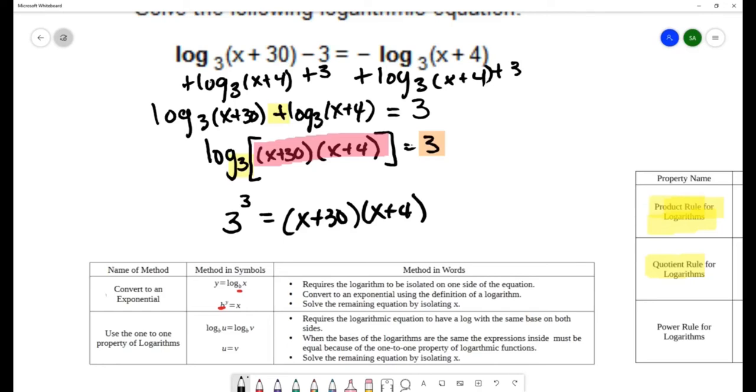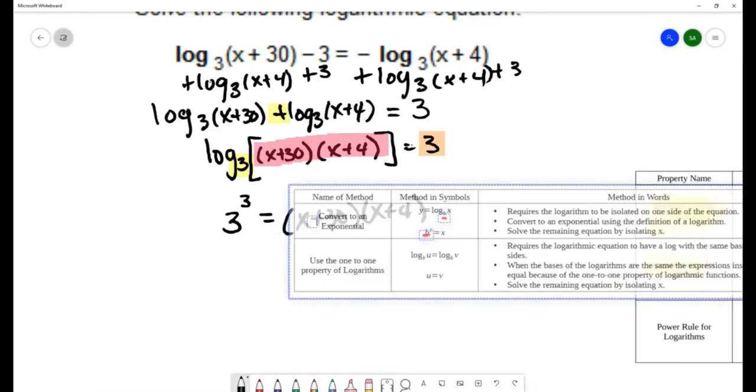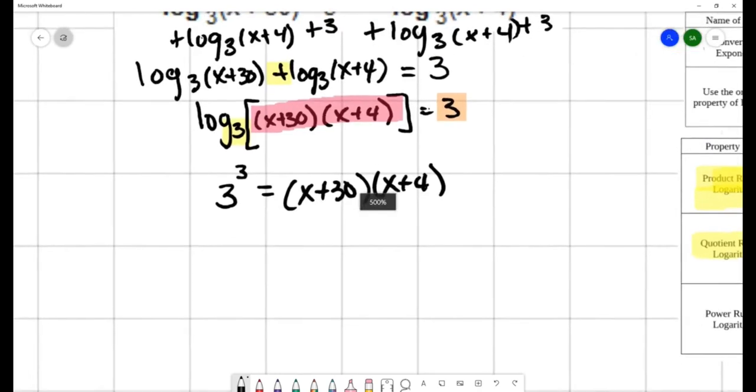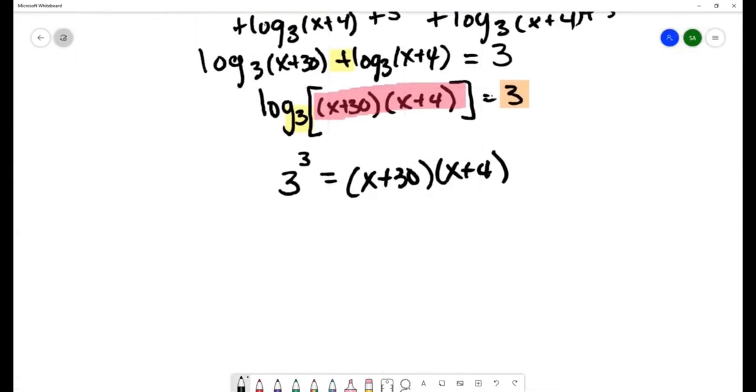So this creates an equation that doesn't have a log in it, and we're going to use some of our other algebra techniques to solve. So let me move this property out of the way and we'll continue solving. We have 3 to the third power is 27. We're going to multiply the right-hand side. That becomes x squared plus 4x plus 34x equals 120.